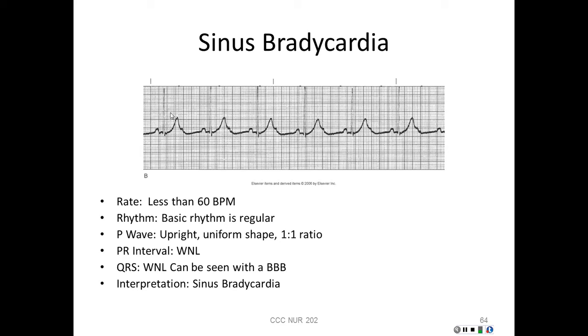So electrical activity is being initiated in the SA node. It goes through the SA node, and then through the AV node, and then gets down into the bundle of His and the Purkinje fibers. So when we look at this patient, we've got our markings.